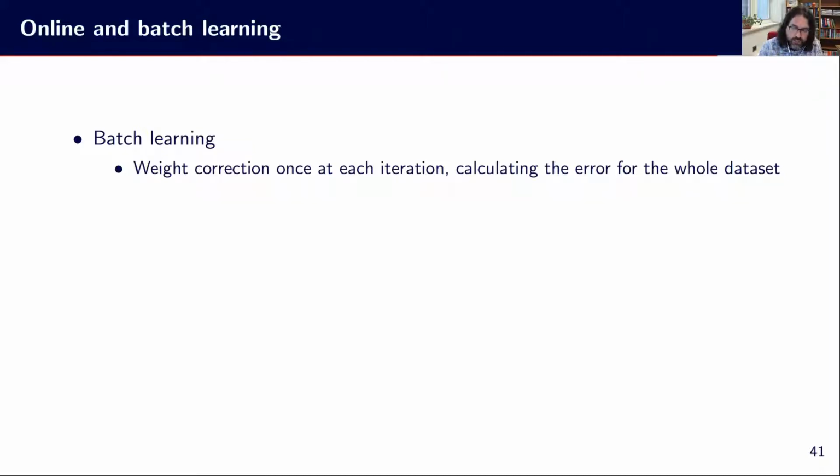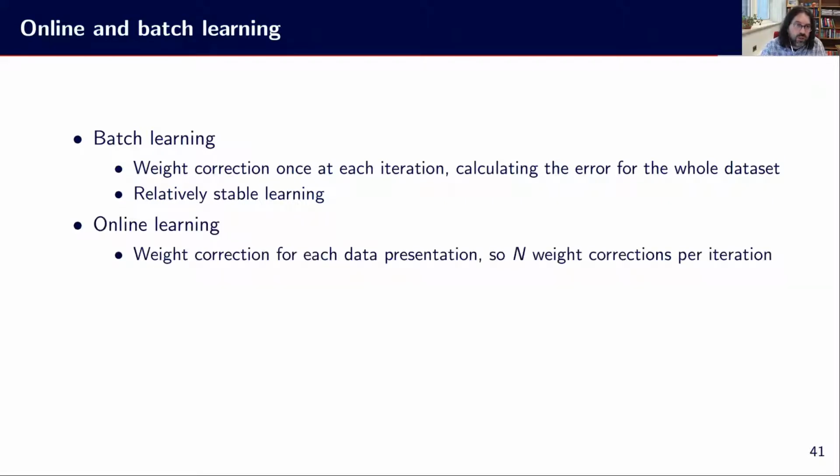This is kind of straightforward for the development of equations. This leads us to relatively stable learning because we are making one update over the complete training set. So that's good in terms of having a good signal to estimate the gradient in one position.